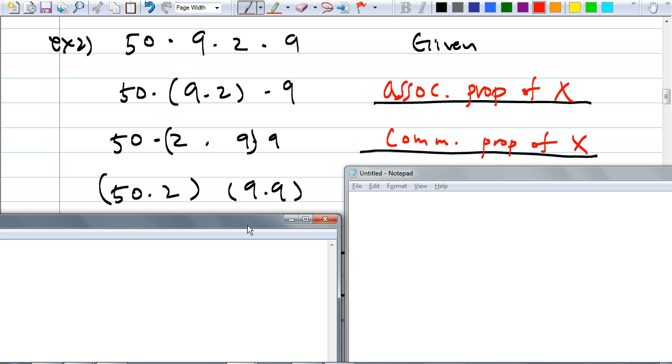What property are they using here? I want you all to think about this. I will call somebody at random in a minute. Notice what changed from the step above. They had 50 times, in parentheses, 2 times 9, and then times 9. Now they have 50 times 2 in parentheses, and then times 9 times 9 in parentheses. So what property is this? What is it that they're using here? Who haven't I called today? Christina, what do you think?